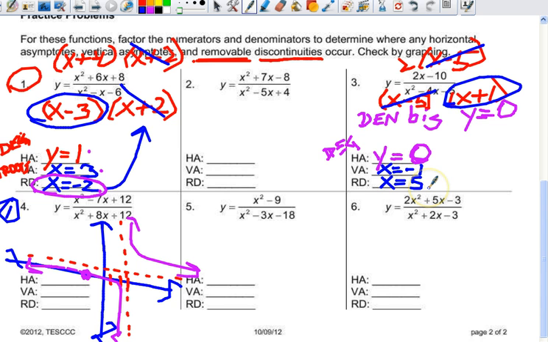A removable discontinuity. What does discontinue mean? That it stops there. So it stops there, it doesn't go through there, but then it'll go on after that. It's a hole in the graph. All right? So on the back, write these rules down.